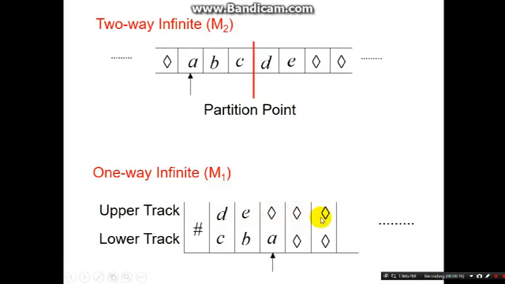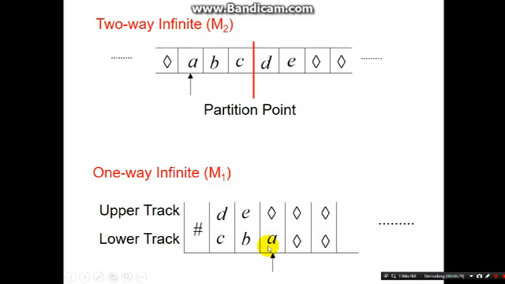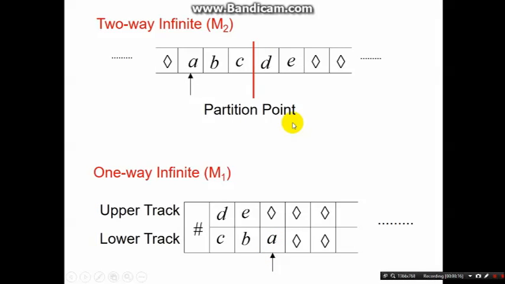And the cells that belong to the left side of the partition point represent the lower track. So this is the lower track, wherein it must be in reverse order. As you can see, the head pointed in A, the input symbol A, is now located at the last part here in the lower track. So the diamonds here represent the blanks. There are many representations of blanks, but we choose to use the diamond as its representation.